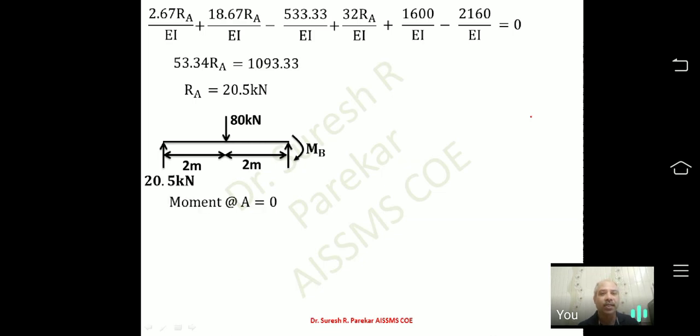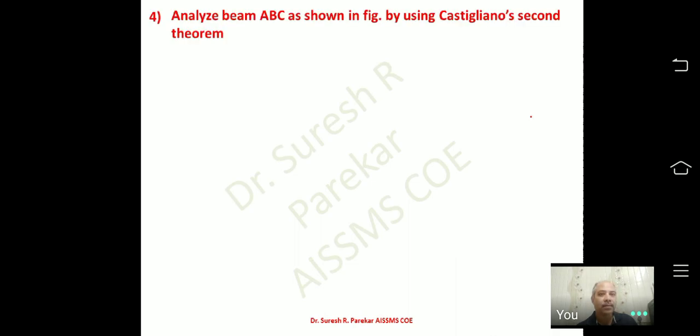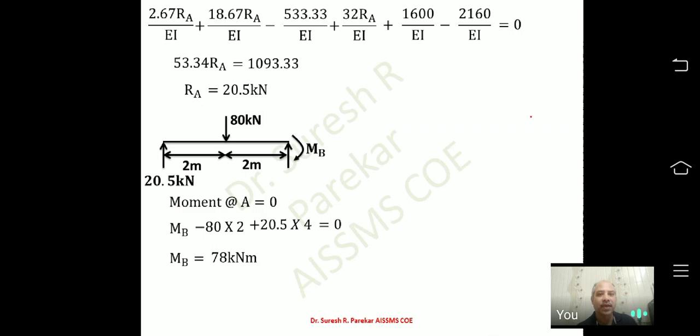We have taken moment about A, and then we have MB minus 80 into 2 plus 20.5 into 4 equal to 0. And from this we will get the value of MB, so we have actually this value of Ra as 20.5 kilonewtons. And then we will get values in this fashion. That value is 78 kilonewton meters.